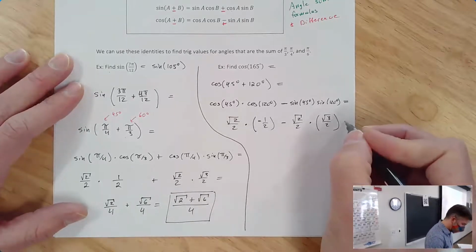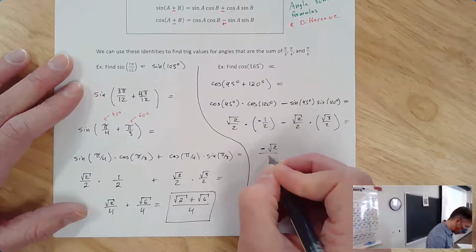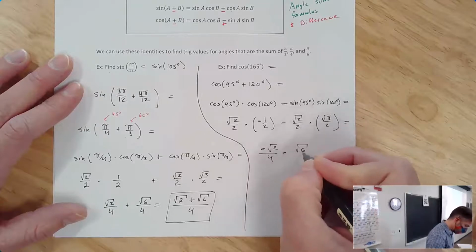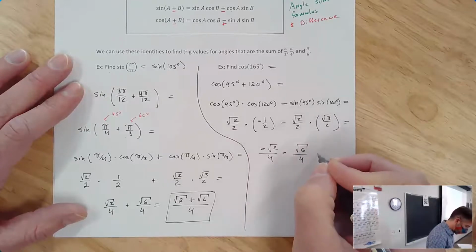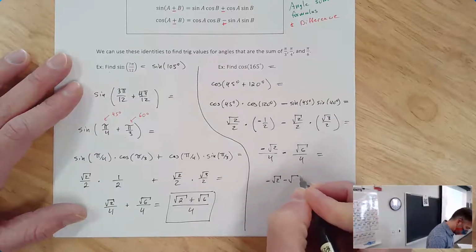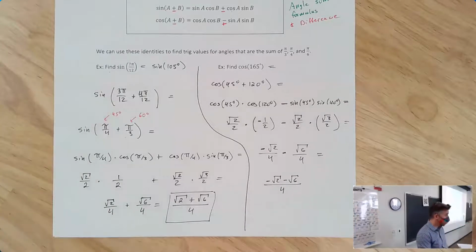So multiplying this out, I have root 2 times negative 1, so negative root 2 over 4, minus root 2 times root 3, which is root 6 over 4. And then writing this as one fraction, it is negative root 2 minus root 6, all over 4. Again, a plus or minus root 6 plus or minus root 2 all over 4. All of these answers are going to look like that.